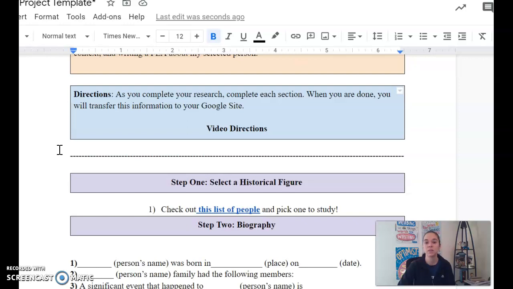Here are your directions. As you complete your research, complete each section. When you are done, you will transfer this information to your Google site. So your goal is to pick anybody from history and think about, how is their story impactful? Why do we learn about that story?